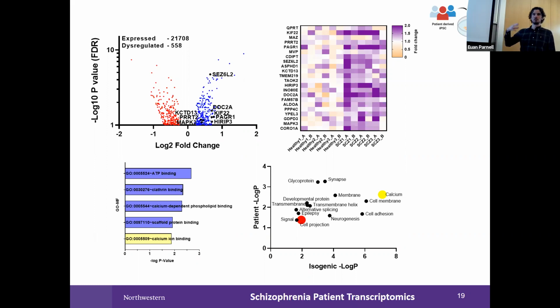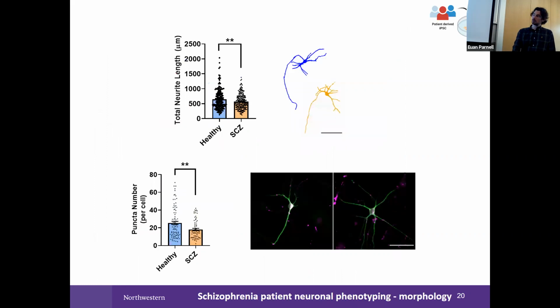So we did the same protein-protein interaction network map, and we found all these different mRNAs that are involved in the morphology of neurons. And consistent with that, we recapitulated our decrease in neuron length in our patient lines. So the 16p duplication seems to be causing a decrease in neuron length in schizophrenia patients.